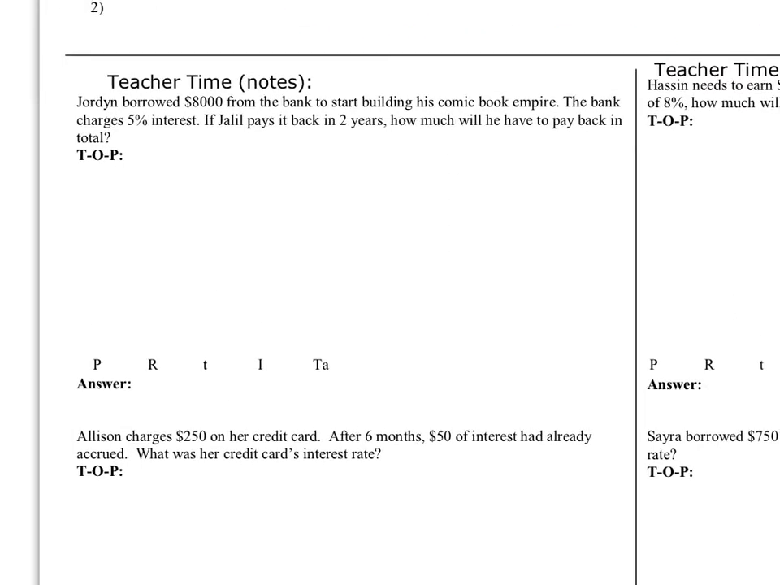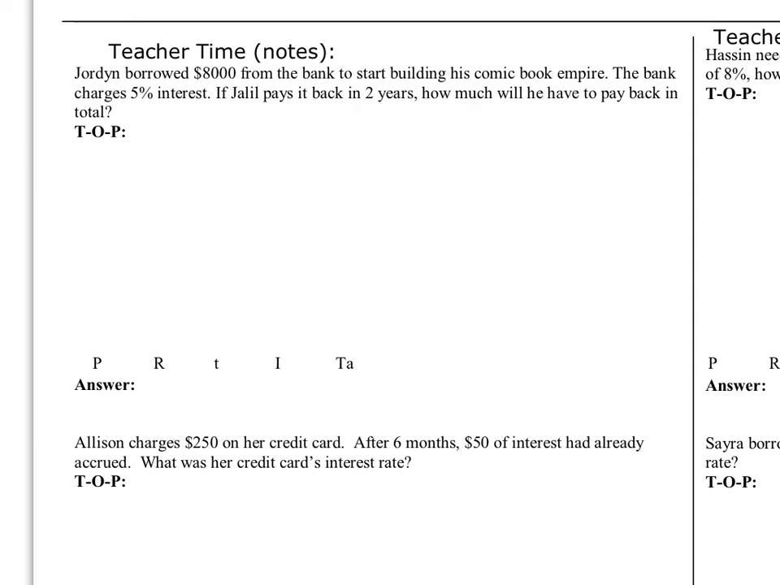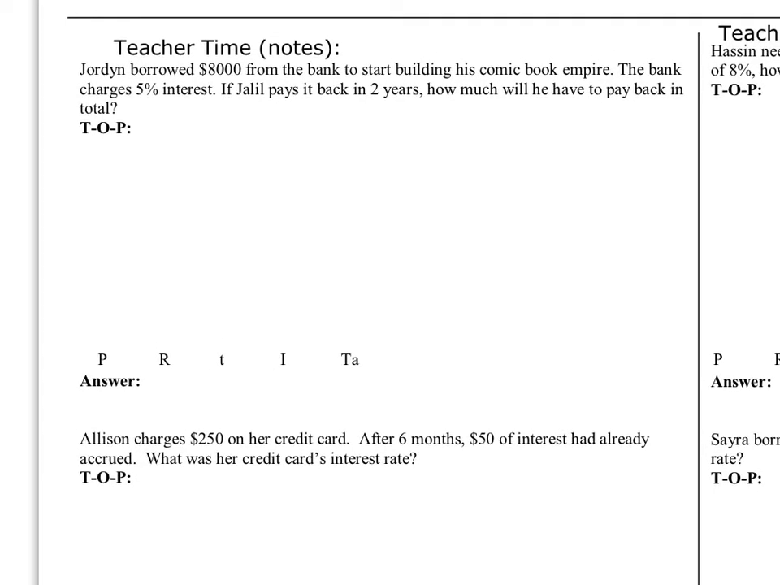Alright, so looking at this, it says Jordan borrowed $8,000 from the bank to start building his comic book empire. The bank charges 5% interest. If Jalil pays it back, well, let's have the same person here. How about Jordan pays it back? I mean, I guess Jalil could pay it back for him. Who knows? If Jordan pays it back in 2 years, how much will he have to pay back in total?